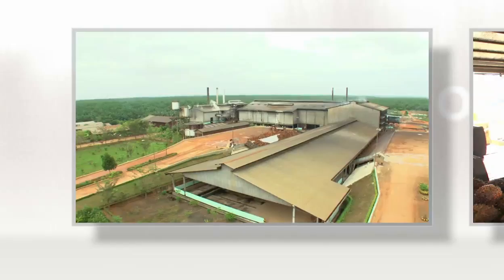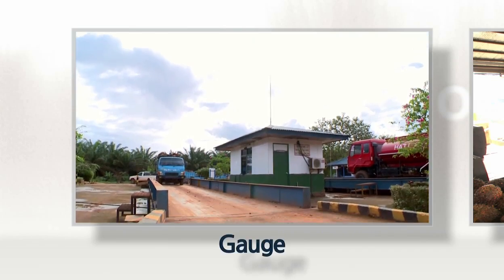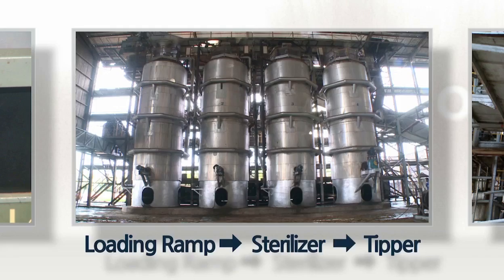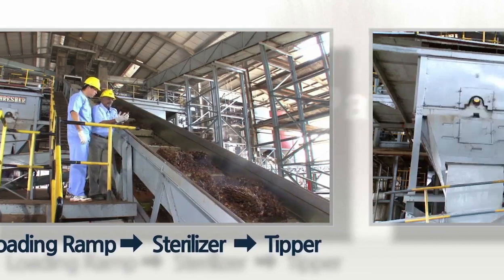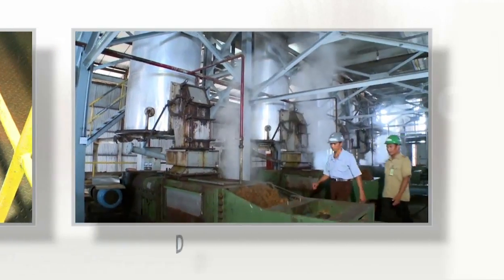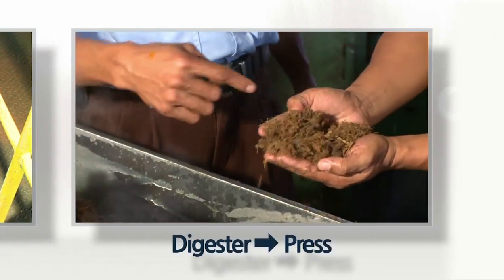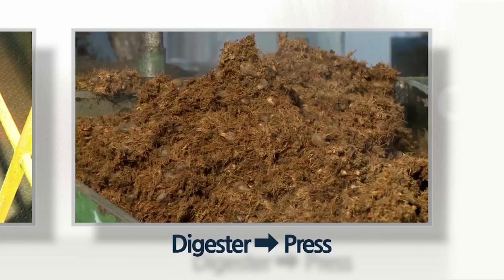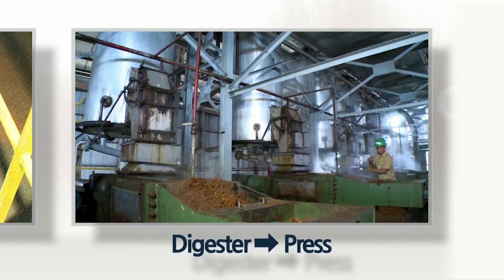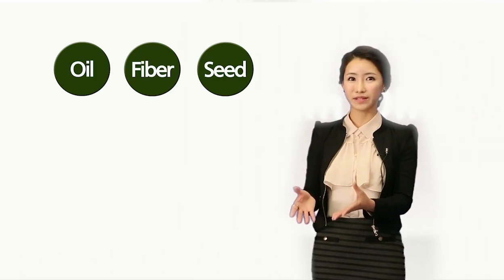Once the oil palm fruit bunches arrive at the crude palm oil mill, their weights are measured and they're put through the loading ramps, sterilizers, tippers, and then transported through threshers. Fruits separated by threshers are pounded by a rotating beater arm fitted with a central rotating shaft inside the digester and create thick fluids. When the fluids, a mixture of oil, moisture, fiber, and nuts, are squeezed under high temperature and pressure, they're separated into oil, fiber, and seeds.